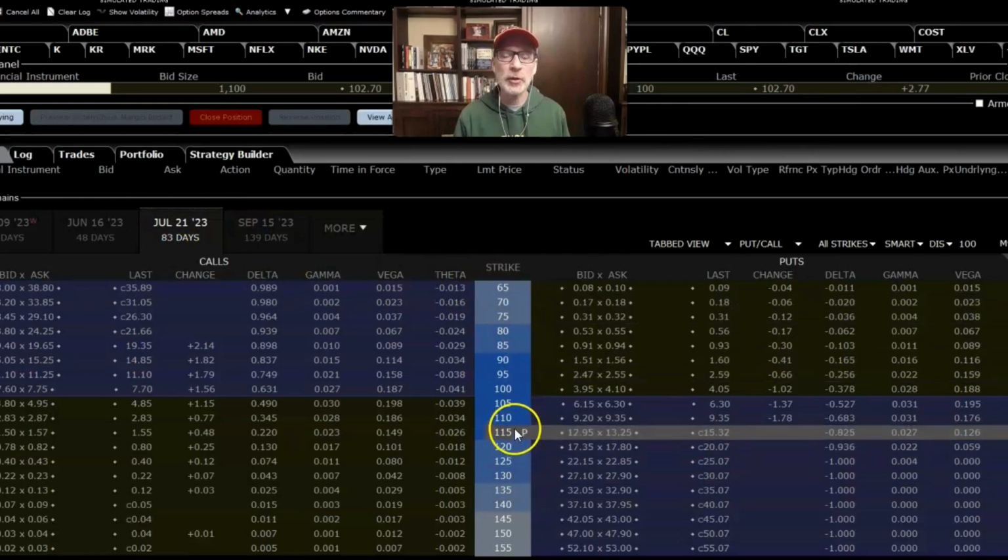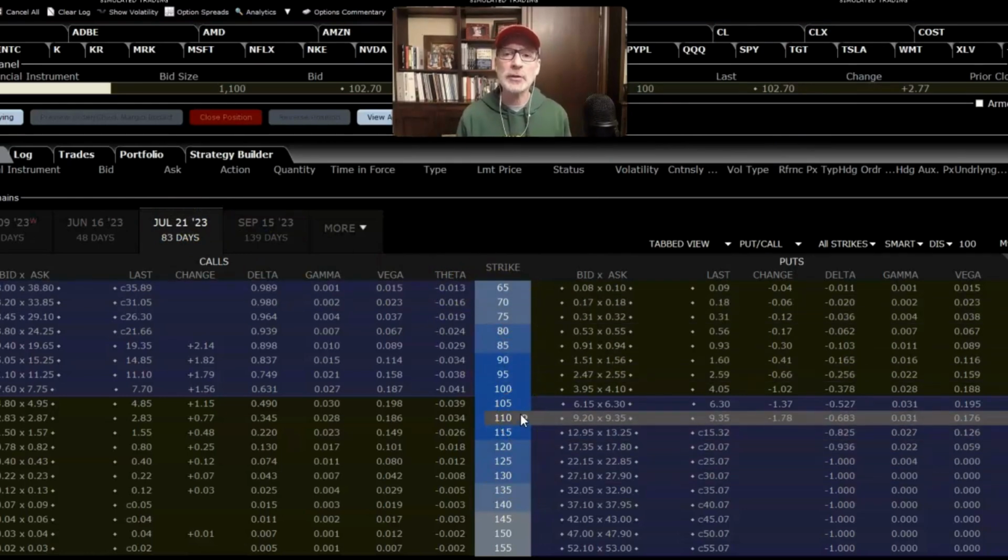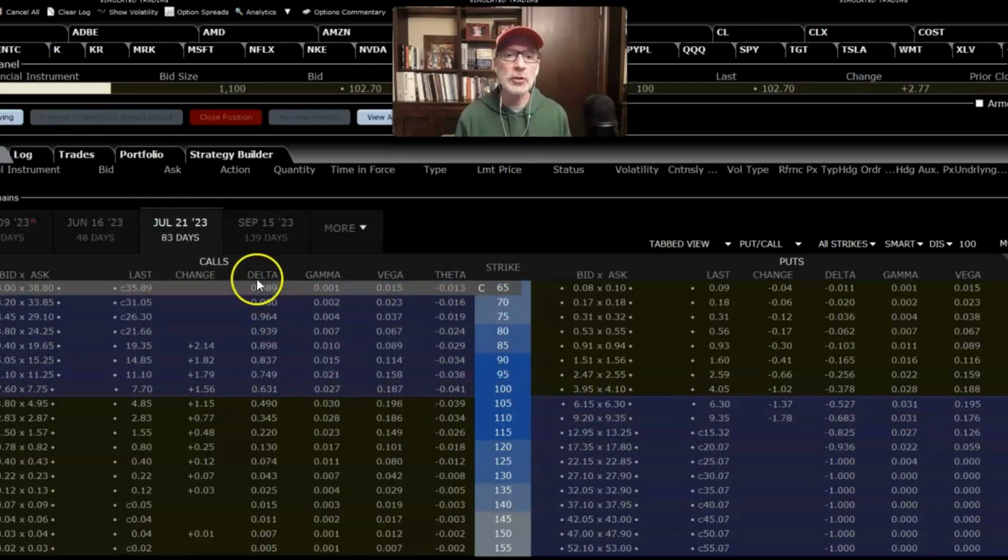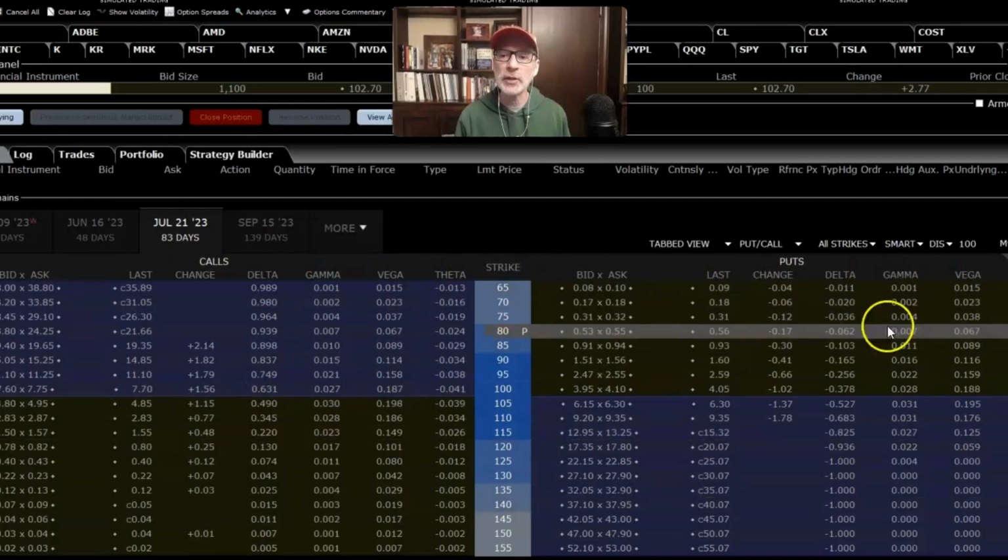Here are the strike prices down the middle. If you do trade options, whatever broker you use, you want to make sure you have all the Greeks listed. Here's delta, gamma, vega, theta, and these are the calls over here. And on the put side, we also have delta, gamma, vega, theta.